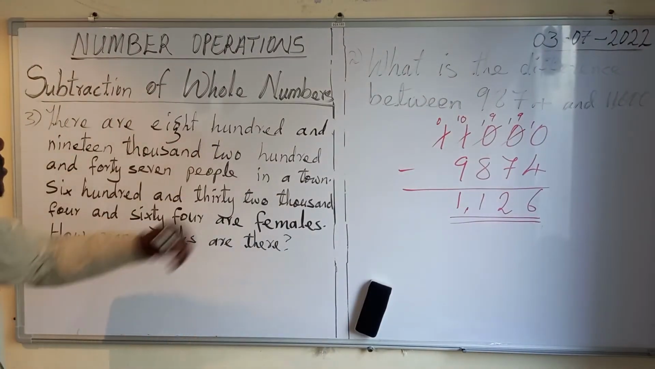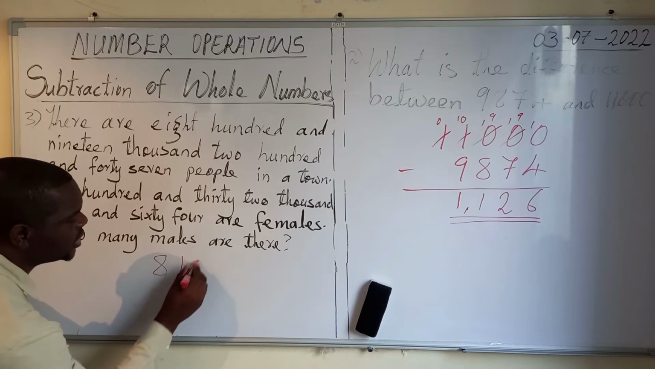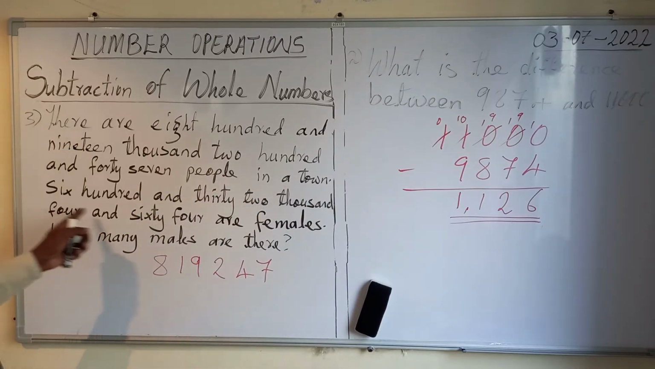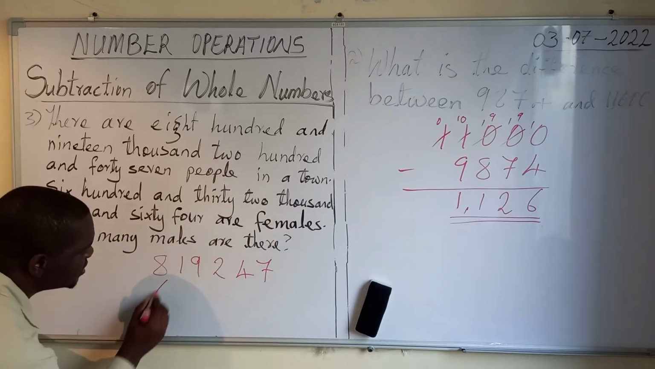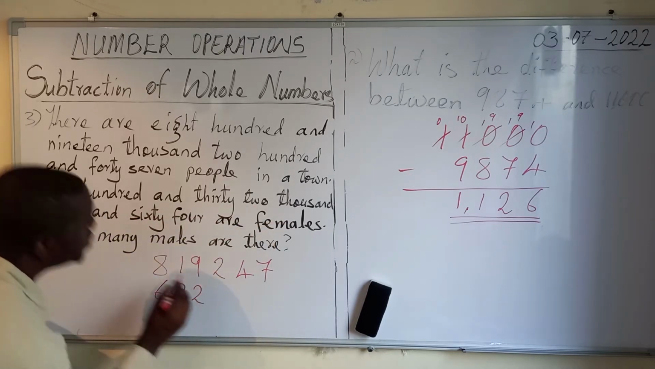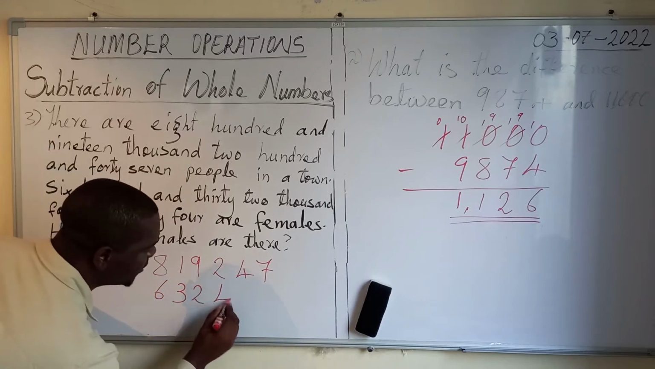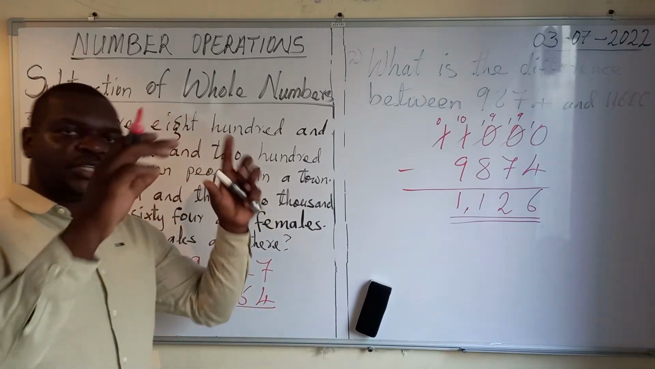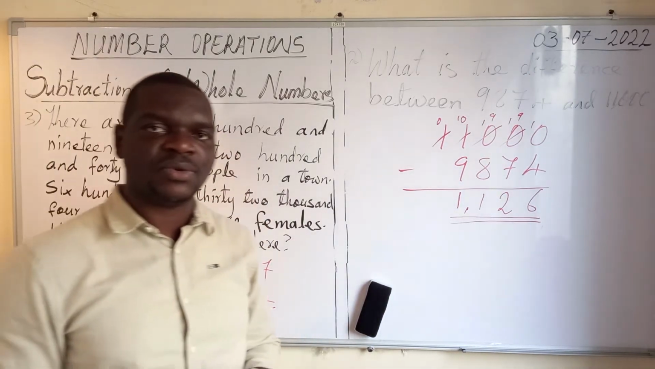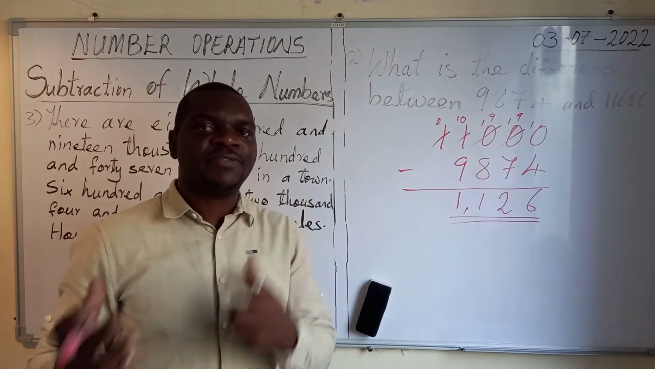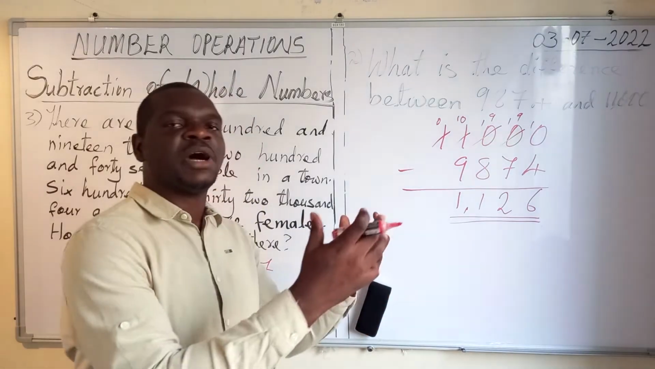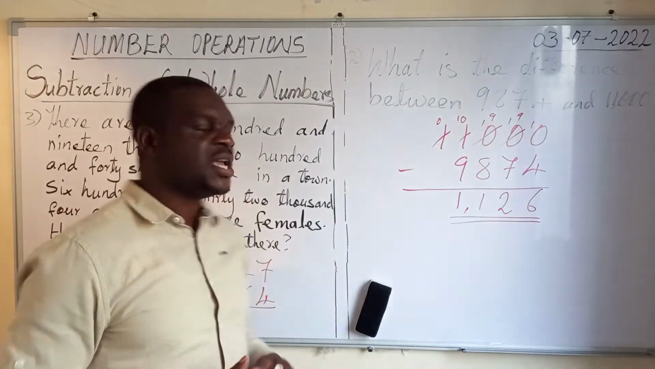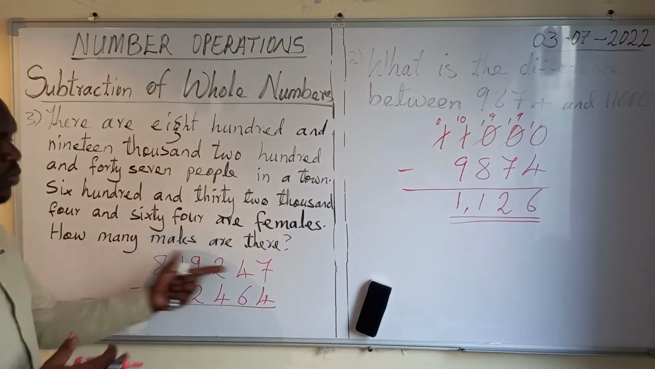The first number here is 819,247. That's the total population. And the number of females is 632,464. Remember, we are subtracting because if you know the total population of the town and you know the total number of females, then we can subtract the number of females from the total population to have the number of males. And this is what we've just done here with the arrangement.